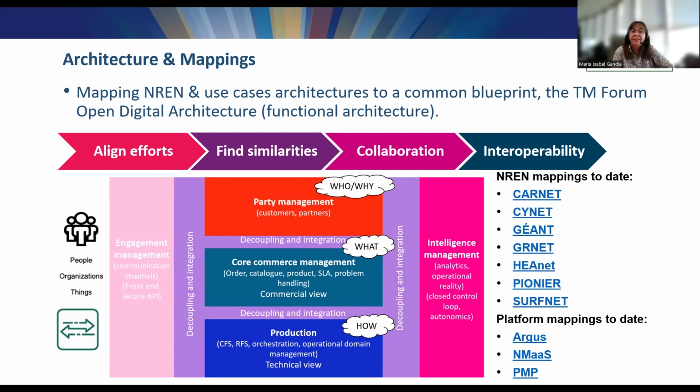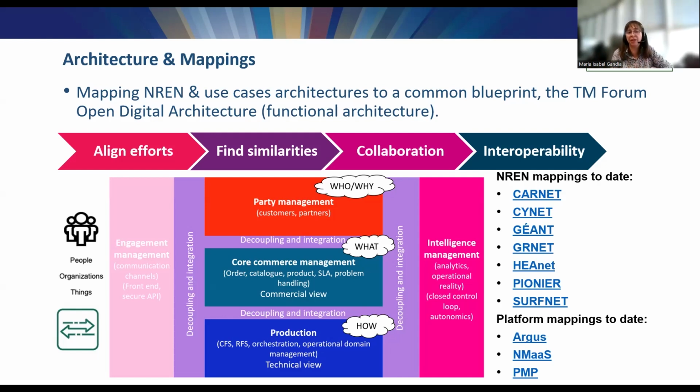We found that the TM Forum Open Digital Architecture, which is a functional architecture, was very good for that, because there was like a big structure, big blocks, very flexible, very open. Mostly all architectures can fit in there. There is an engagement management block that talks, this is how the organization talks to people, organizations, or things through APIs, a website, or whatever they need. A party management block, which is with who the organization talks and why, so the customers and the partners.